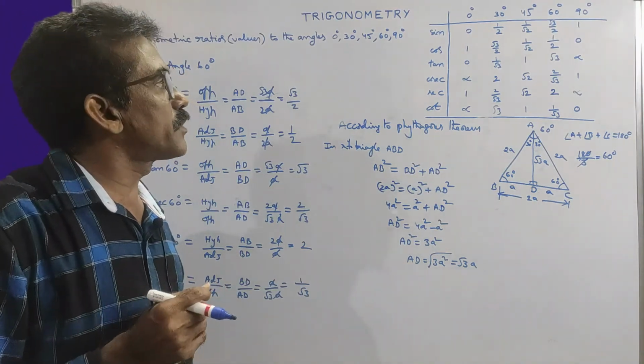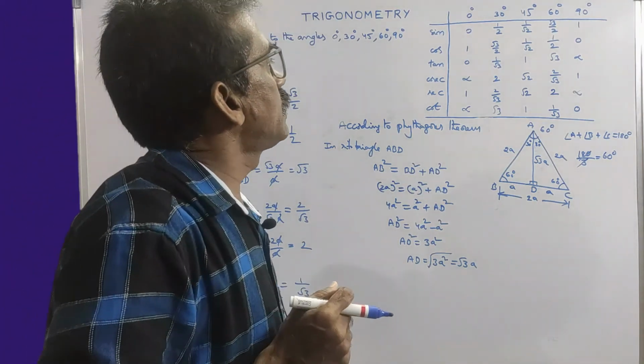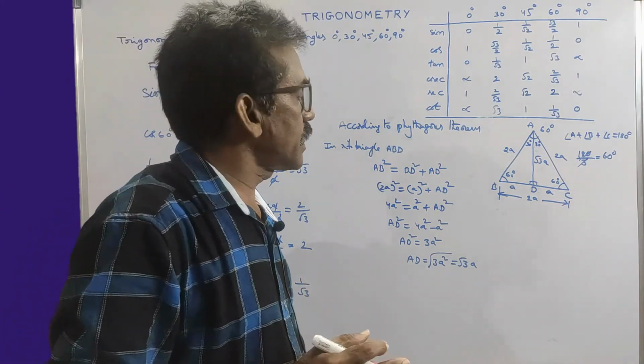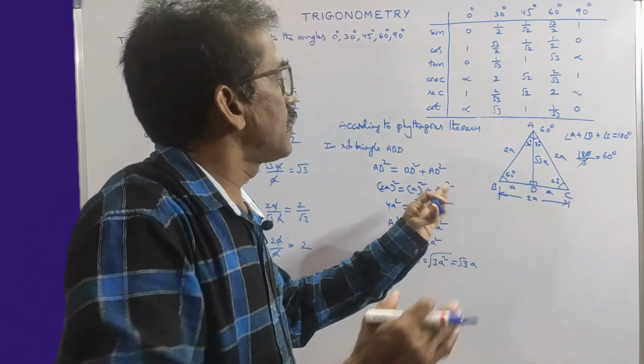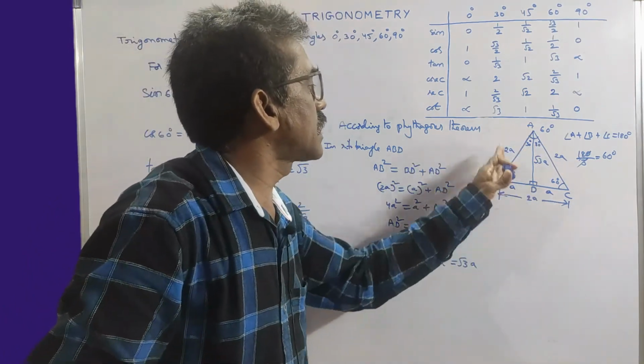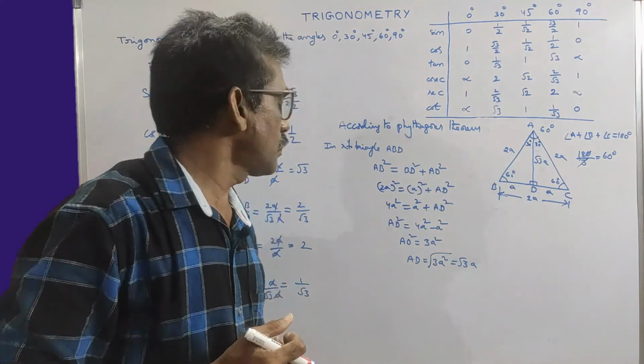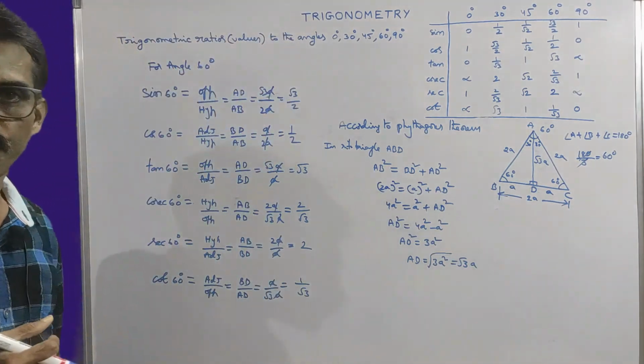But what we should remember is, to prove the 30 degrees angle and 60 degrees angle, we should construct an equilateral triangle. If you remember this equilateral triangle, then all the remaining values, according to theorems, we can just work out. So this is the procedure.